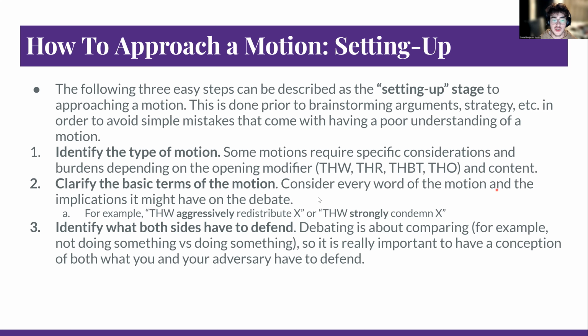Consider every word of the motion and the implications it might have on the debate. For example, this house would aggressively redistribute X is different than saying you would just redistribute X, because the adjective implies a lot more serious obligation in terms of what government has to defend. It's not just a minute amount of redistribution, but that it really is involving a pretty probably large sum of resources being redistributed. And the same way that this House would strongly condemn X will not just say that it's a light condemnation, but probably one that incurs maybe more actions, more severing of ties, etc.